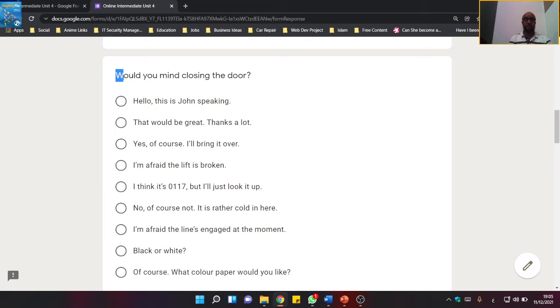The next one says, would you mind closing the door? Somebody's asking if they can do something and they are not going to be bothered or annoyed by that action. So what do they want to do? I think the right one here is, yes, yes, of course. Oh, sorry, no, not this one. Sorry. Here, that's the one. No, of course not. It's rather cold in here.